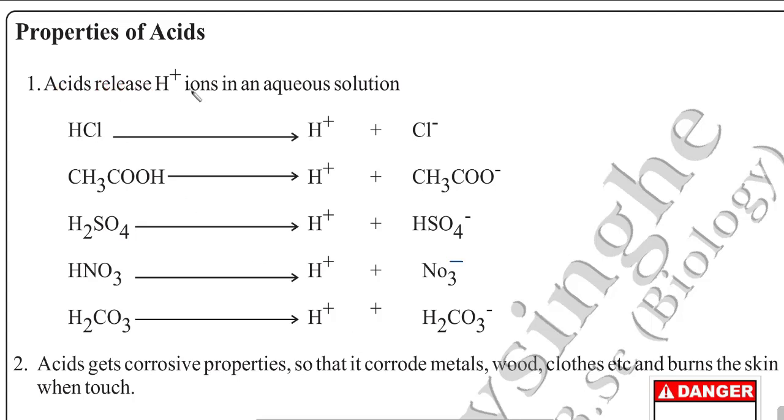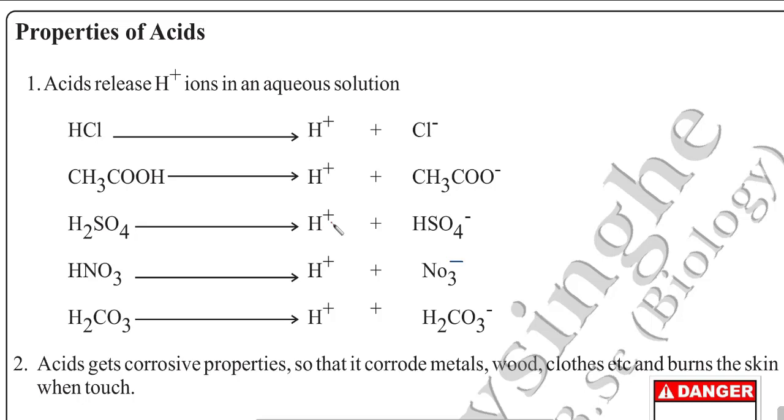Understand, acids release H plus ions in an aqueous solution. They release ions called H plus, HCl gives H plus and Cl minus. See? Grade 10, one removes an electron and this one gets one electron. You have understood that in grade 10. H plus and chloride. CH3COOH gives H plus and CH3COO minus.